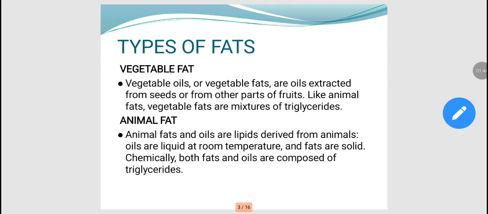Next, animal fat. Animal fats and oils are lipids derived from animals. Oils are liquid at room temperature and fats are solid at room temperature. Chemically, both fats and oils are composed of triglycerides.